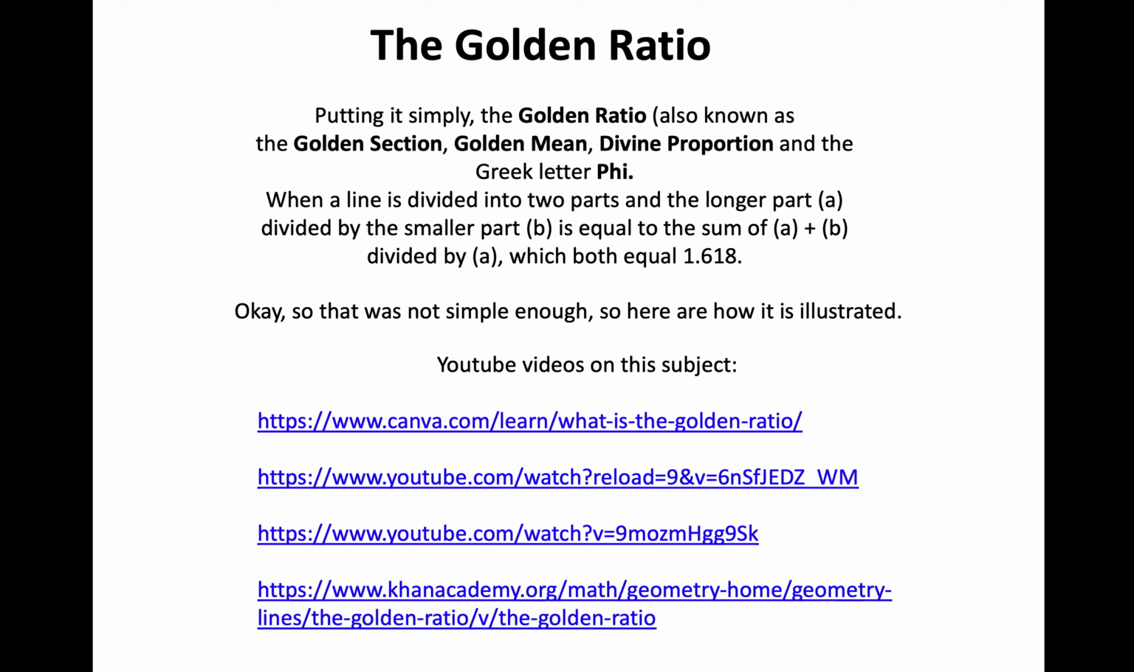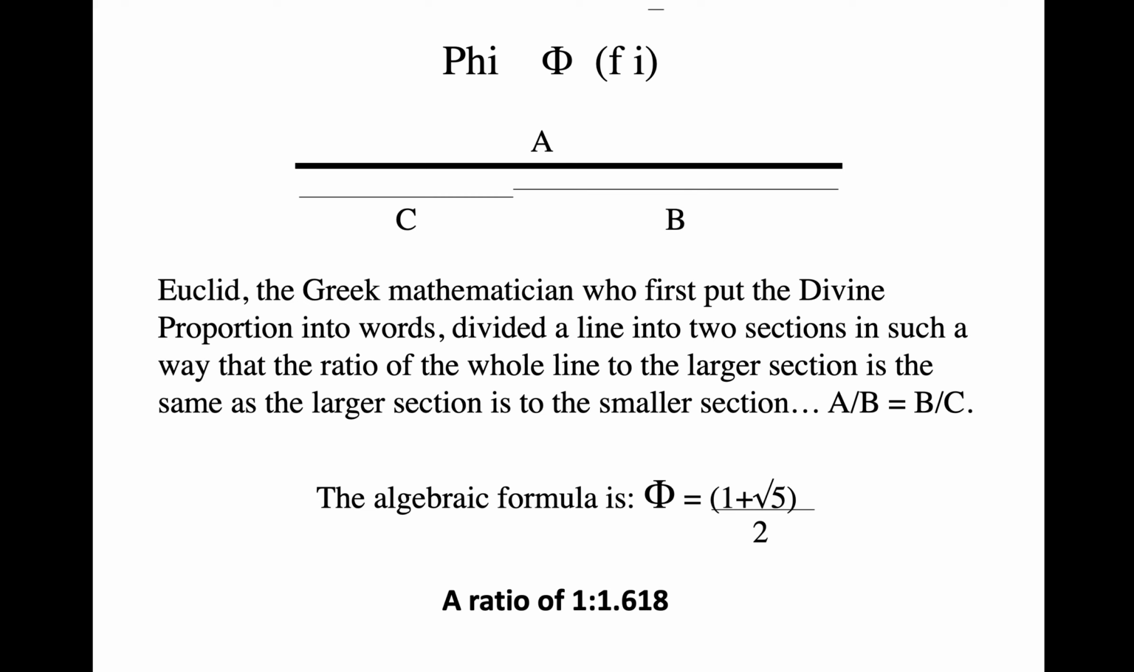Ratio is. For instance, this line here that says when a line is divided into two parts and the longer part A divided by the smaller part B, etc. It's hard to follow that. The ratio 1.618 is a good thing just to know from an academic standpoint. So this is the algebraic formula, and again, for an art student that isn't particularly important and probably rather incomprehensible to many of us in the field of art.